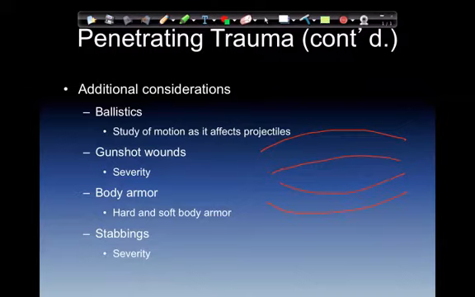Stabbings. Severity is not easily predictable by observing the external injury. Factors are the potential depth of the injury, whether the type of weapon is known, the angle of the weapon during penetration, and the anatomical area.